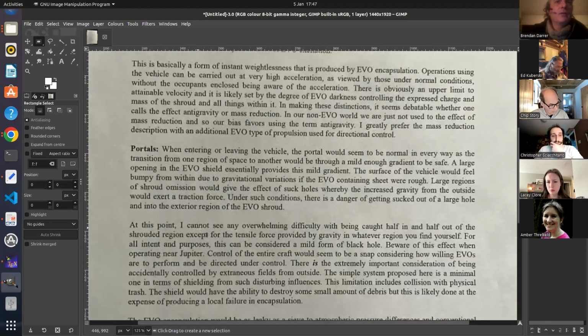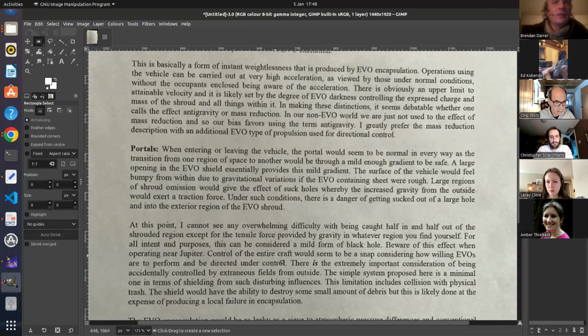At this point, I cannot see any overwhelming difficulty with being caught half in and half out of the shrouded region, except for the tensile force provided by gravity in whatever region you find yourself. For all intents and purposes, this can be considered a mild form of black hole. Beware of this effect when operating near Jupiter.